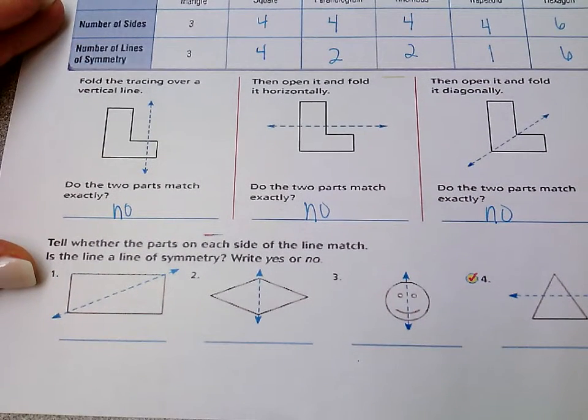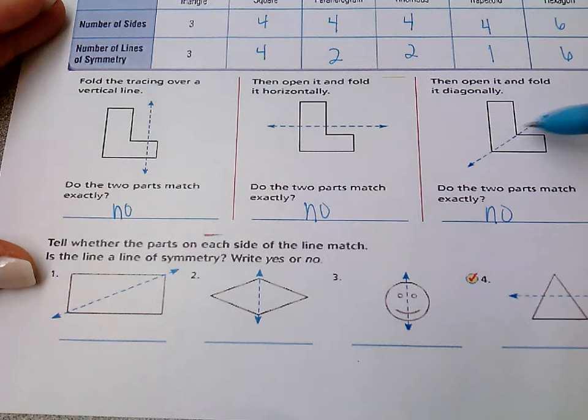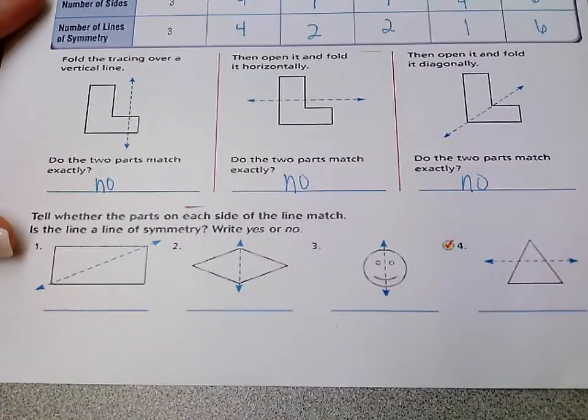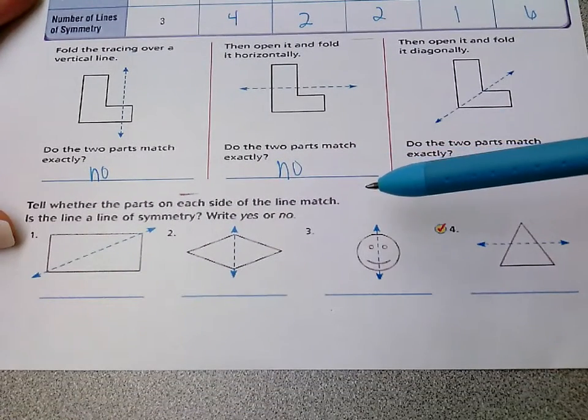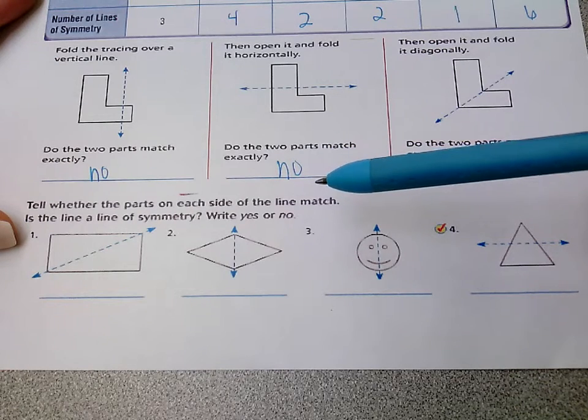So figures like this are difficult to find a line of symmetry because you have a side that sticks out and a side that's up and down. So you can never perfectly get it to be a perfect line of symmetry. So tell whether the parts on each side of the line match. Is the line a line of symmetry, right?